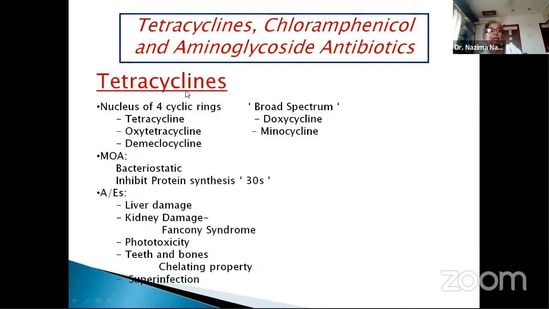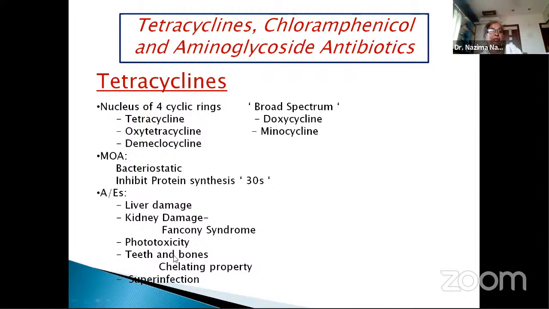tetracyclines group of antibiotics. Coming to the mechanism of action, these drugs have a bacteriostatic action, and they act by inhibiting bacterial protein synthesis by binding to the 30S ribosomal subunit. So that is how these drugs are acting.